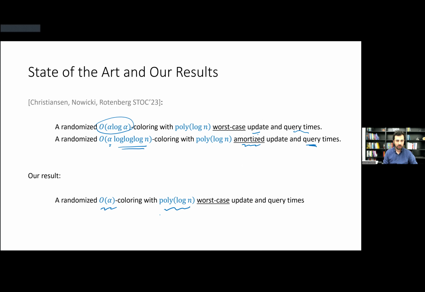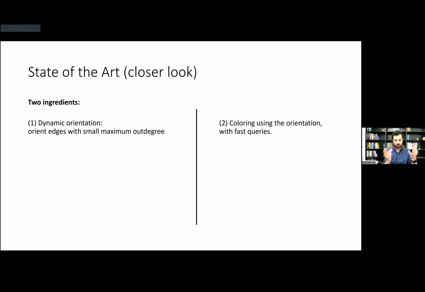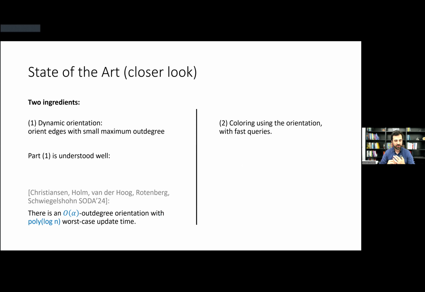Okay. Now let me say a little bit more about this prior work, the state of the art in some sense. There are really two ingredients to this coloring problem as a function of arboricity. One is maintaining an orientation of the edges such that it has a small maximum out degree while the edge updates happen, right? So that's the first ingredient. And the second is using this orientation to compute the coloring. Right? This first ingredient is fairly well understood.